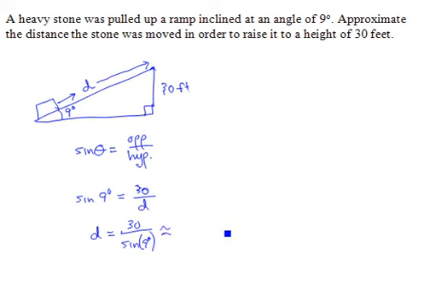The sine of 9 degrees is approximately 0.156. I'll round that to 3 decimal places, 0.156. And if I do 30 divided by this 0.156, I get a value of approximately 192 feet. So the stone must be dragged about 192 feet up the ramp to get it to a height of 30 feet.